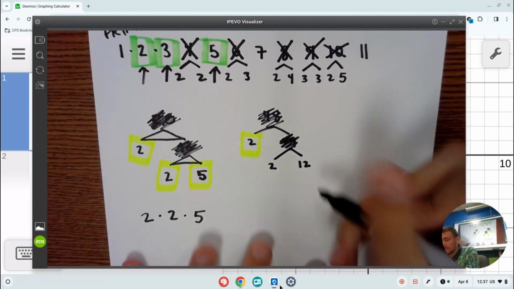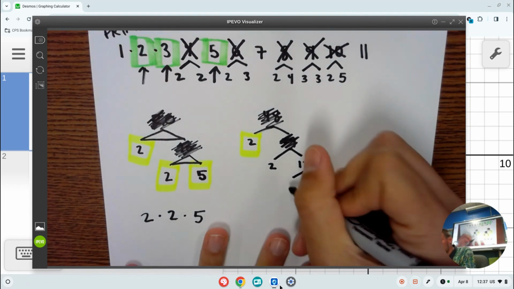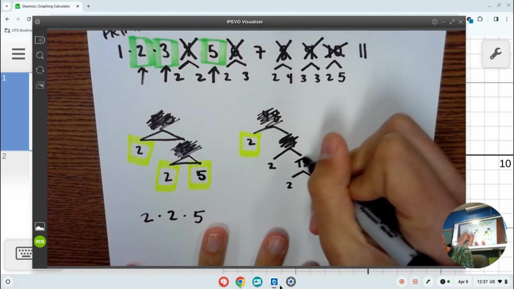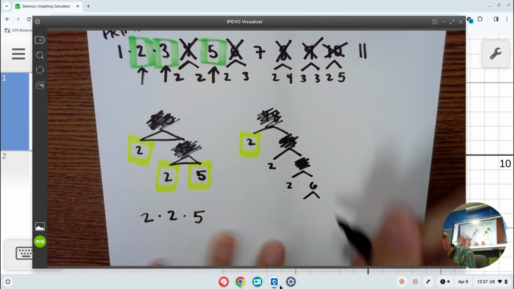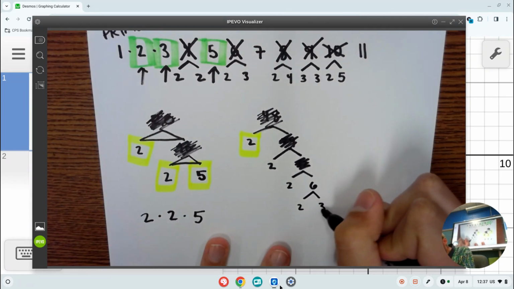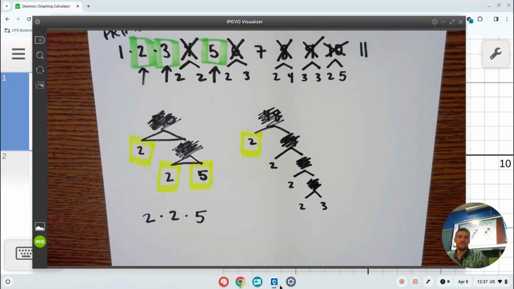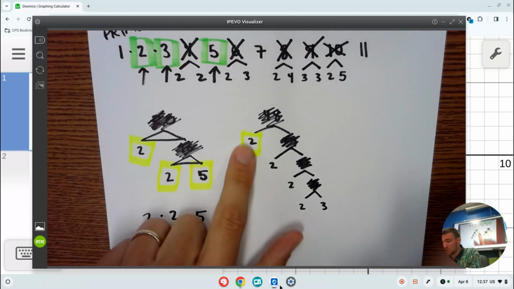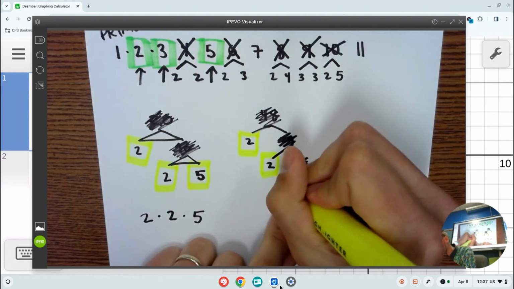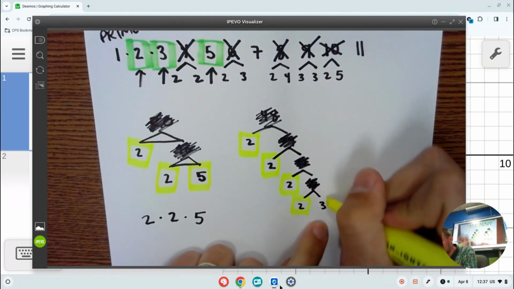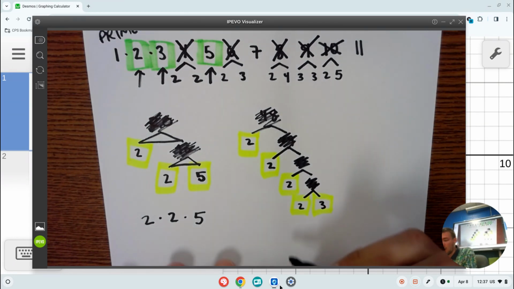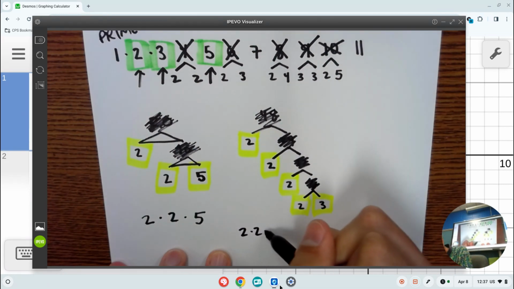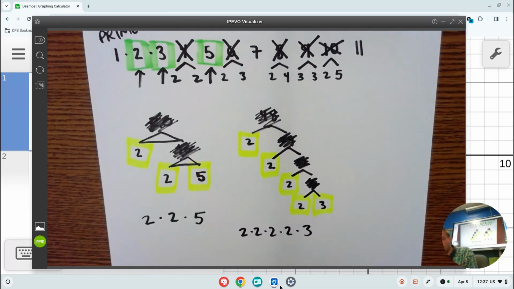What about 12? Break the 12 up. 2 times 6. We don't need the 12 anymore. What about the 6? Break the 6 up. 2 times 3. We don't need the 6 anymore. And so what you have now is 2, that's prime, 2, that's prime, 2, that's prime, 2, that's prime, 3, that's prime. And you have all prime numbers left. That is 4 2s and a 3.